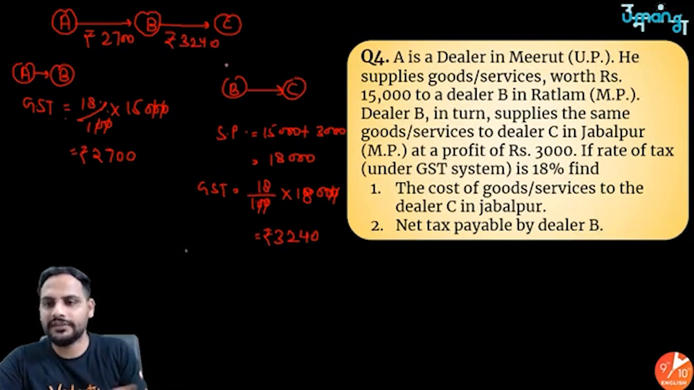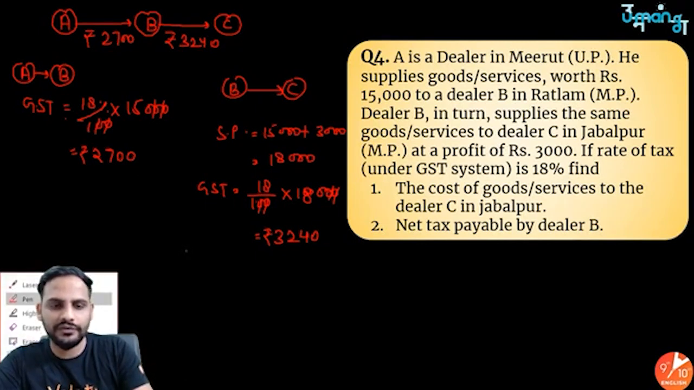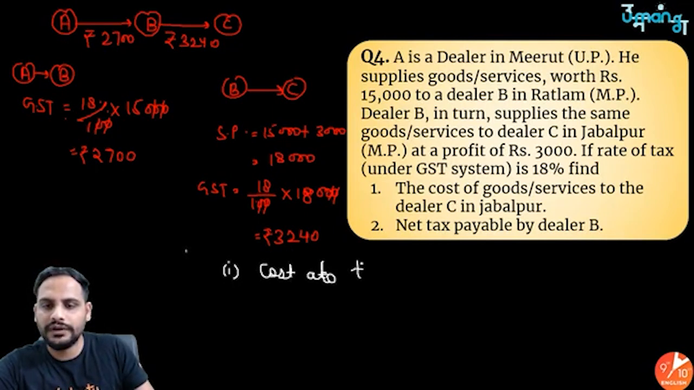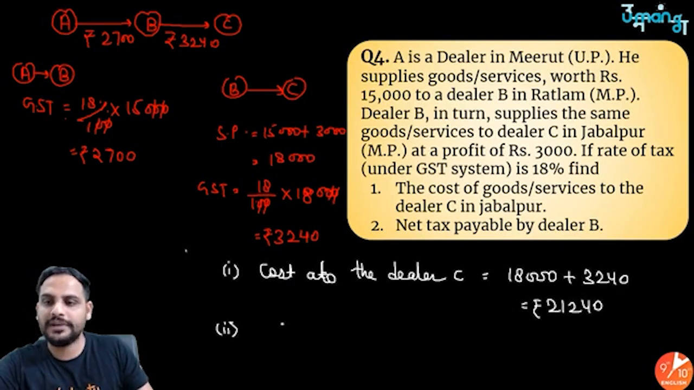Okay. Now let's read the question. First one, the cost of goods and services to the dealer C in Jabalpur. For dealer C in Jabalpur, he has paid rupees 18,000 plus this tax. So the cost to dealer C will be equal to 18,000 plus 3,240, which is equal to 21,240.